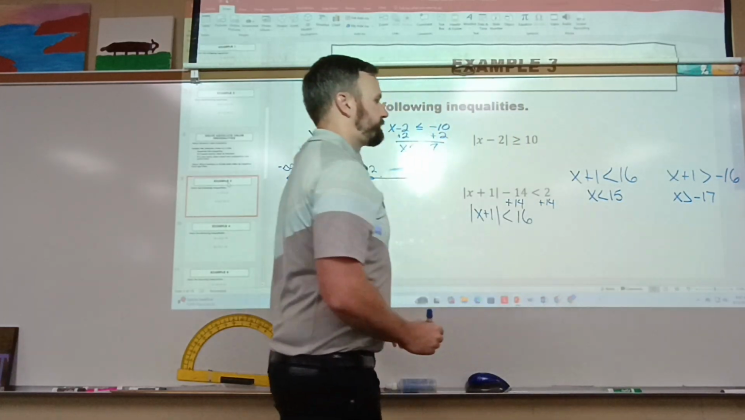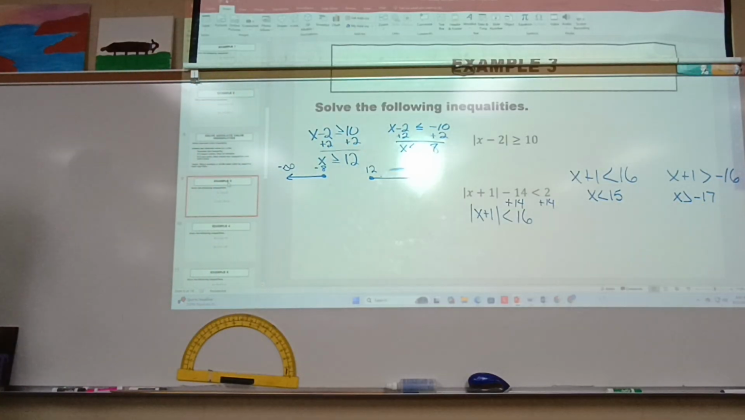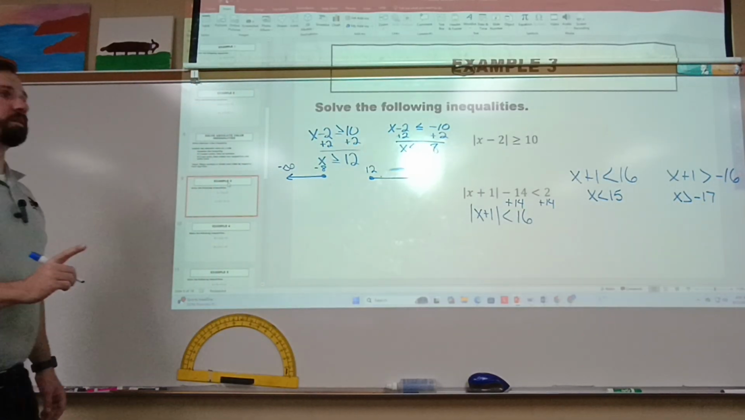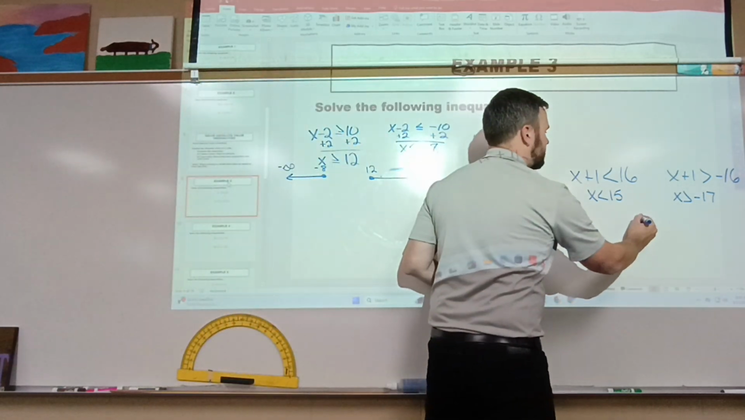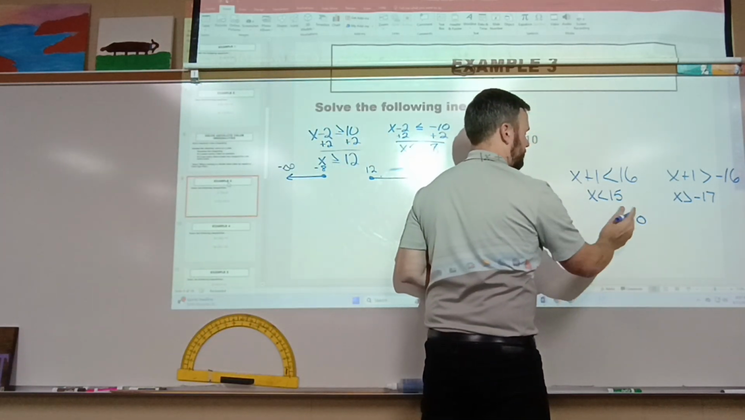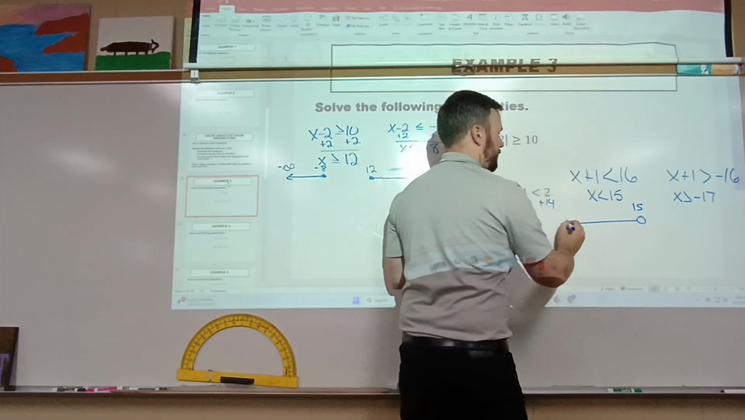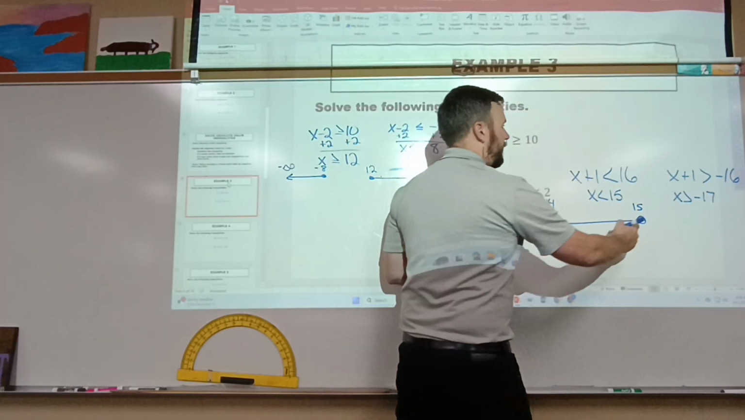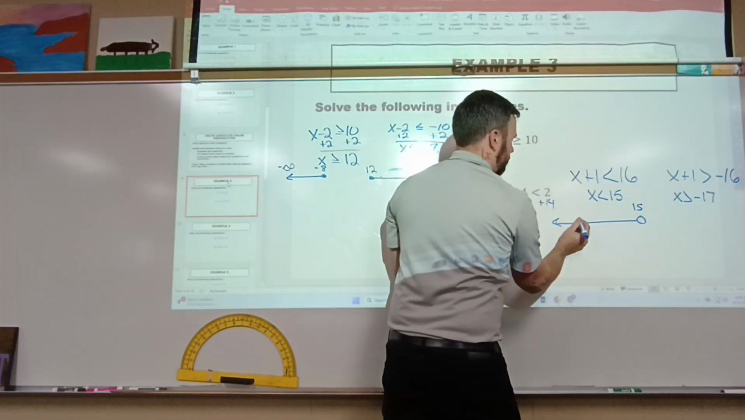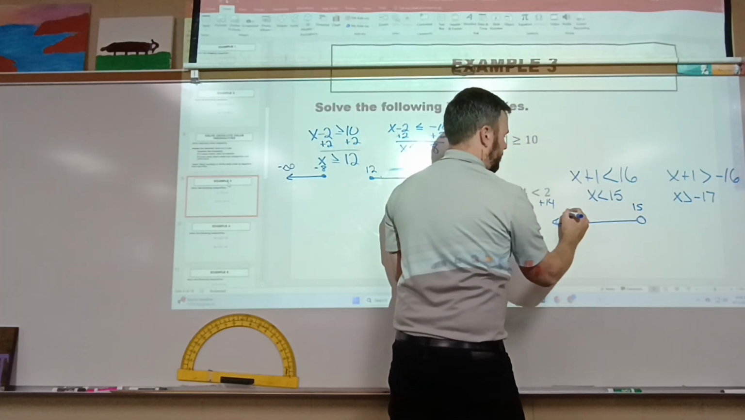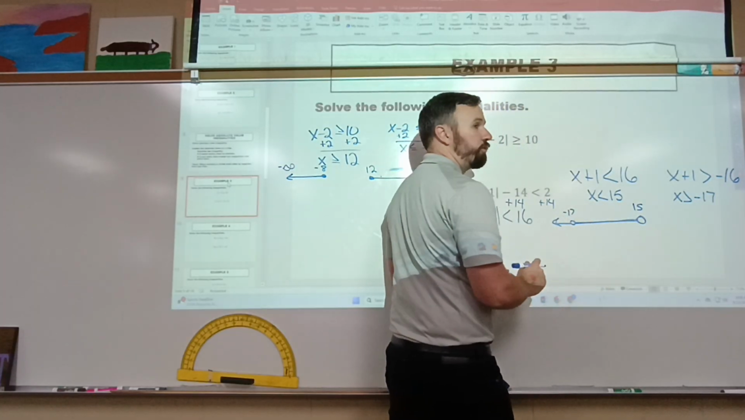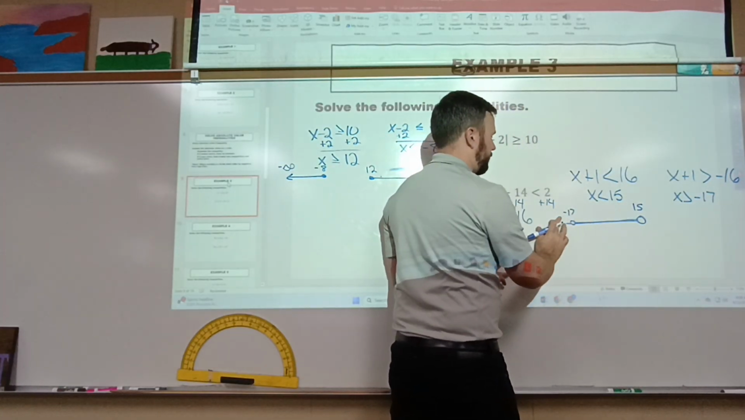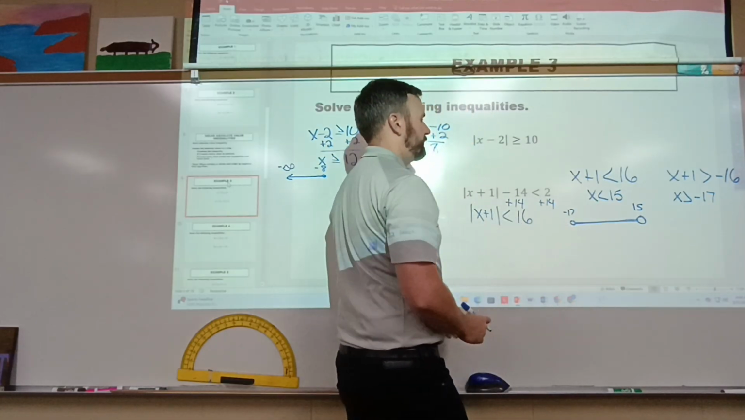Now when I go to graph this one, it's not going to look like this. Because x is less than 15, x is smaller than 15, it's going to go this way, right? X is greater than negative 17, though. There's a negative 17 here, and it wants to go this way. So do they overlap? So we graph the overlap, okay?